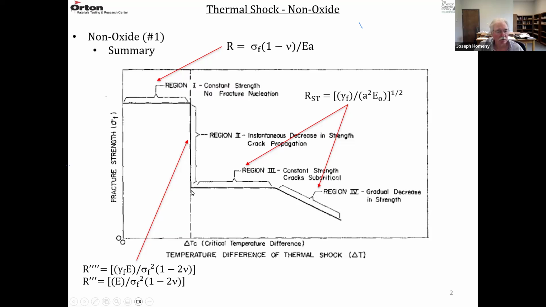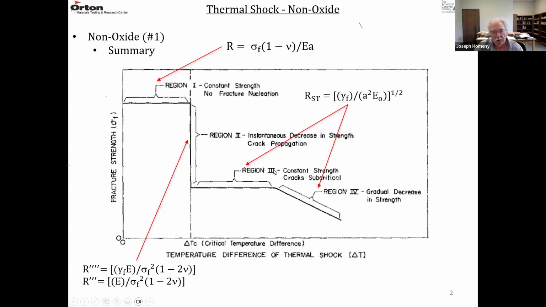Crack propagation took place at some critical delta T. And what really applies there is R4 prime. So that's the work of fracture energy times the elastic modulus divided by the fracture strength squared, and 1 minus 2 times Poisson's ratio. R3 prime also applies to this region too. It does not have the work of fracture in it. And I really recommend using R4 prime here, because R3 prime lacks the fracture energy.